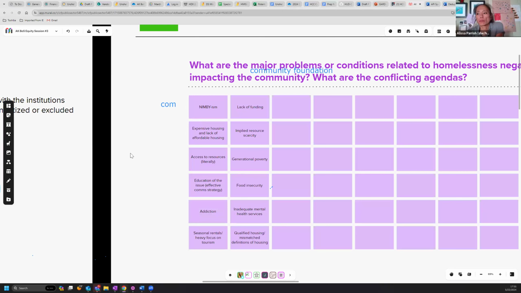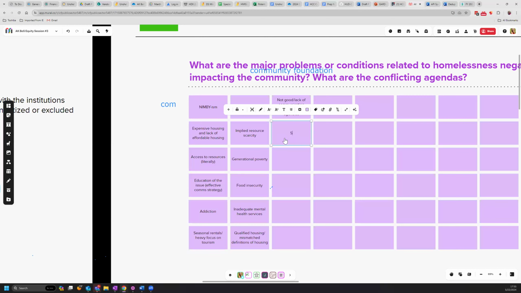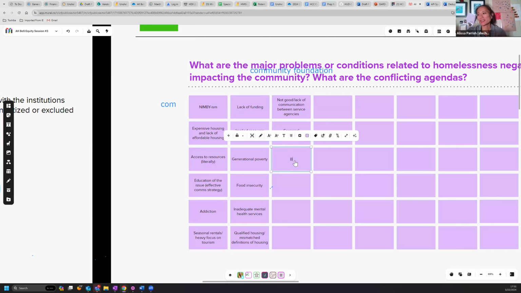Yeah. About seasonal employment. Yes, and I'm gonna add what Morgan put in the chat too, lack of communication between service agencies. Seasonal employment. Because we've always done it that way? Yes, the mindsets. Bootstrap, the bootstrap mindset.